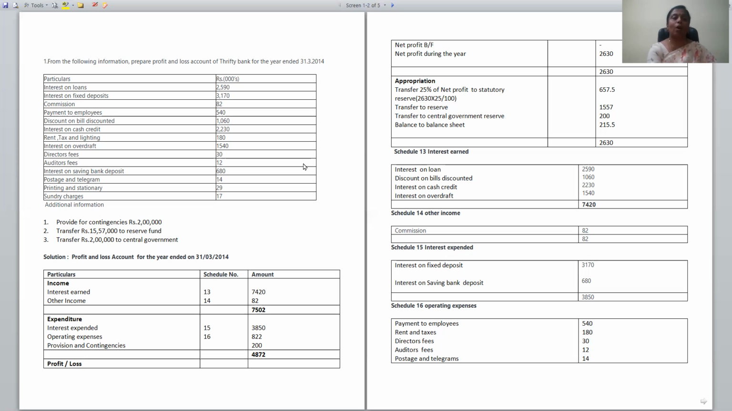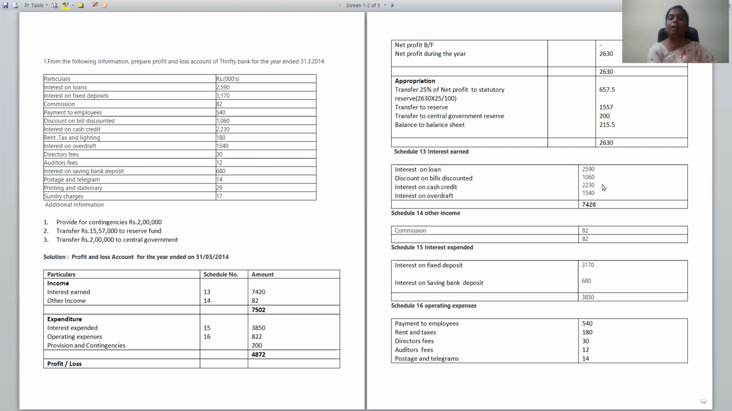So next thing is your rent, tax as well as lighting. Again, it is the amount you are spending on your operating expenses. So these operating expenses of 180 rupees are reflected in your schedule number 16 as operating expenses. So next part of our question is your interest on overdraft. Overdraft is a facility banks provide to a customer, and they charge interest for that particular overdraft facility the customer avails. So that will be reflected in your interest earned, schedule number 13, 540.